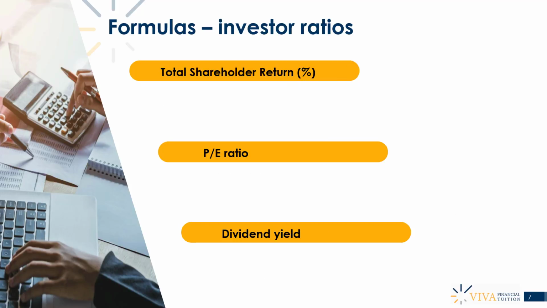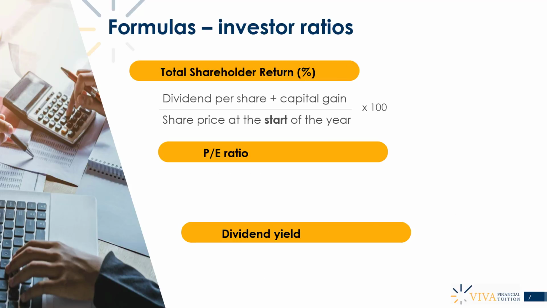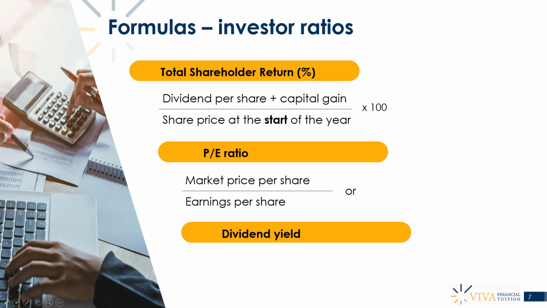Investor ratios now. Total shareholder return, which you've seen elsewhere, is the dividend and capital gain on each share, divided by the share price at the start of the year, times by 100. The higher the better. PE ratio is a measure of market confidence, isn't it? The market price per share, so P on the top, and the earnings per share, E on the bottom, P divided by E. So you can do that per share, or you can do it in total: the market capitalisation of the business divided by the profit after tax.